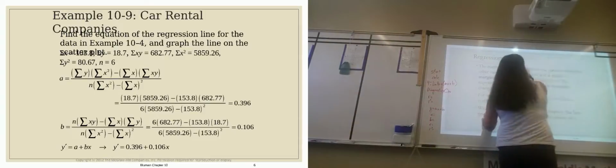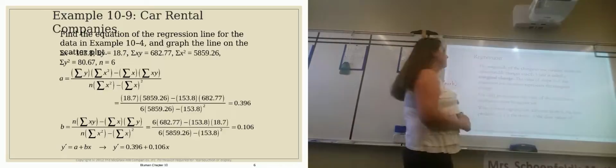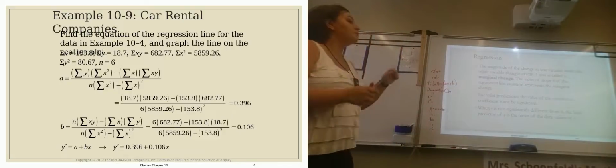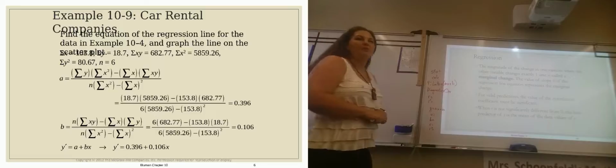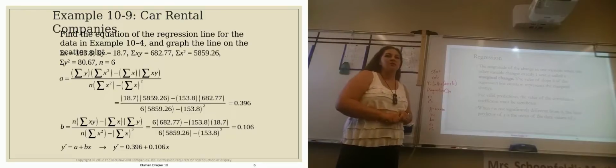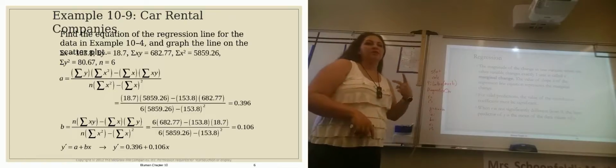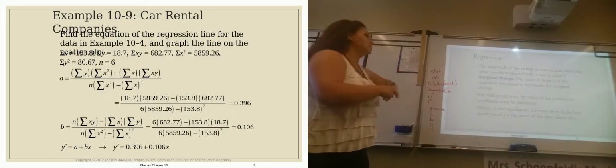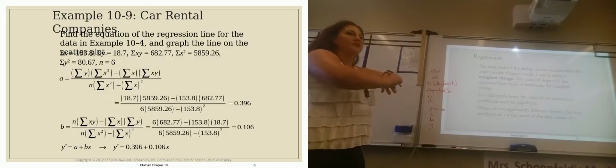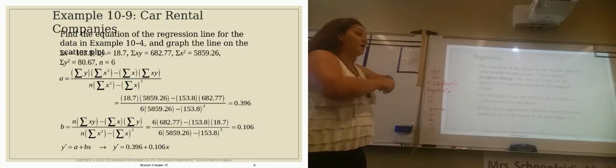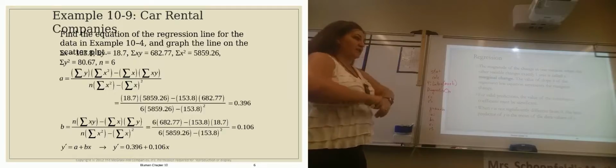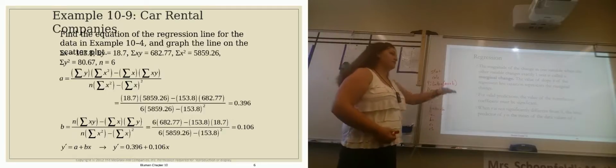Okay, so the magnitude of the change in one variable when the other variable changes exactly 1 unit is called the marginal change. I always remember Miss Simmons made you guys do a unit rate, finding a unit rate, that's finding the marginal change. You didn't like that one? Okay. The slope, b, of the regression line in the equation represents the marginal change.